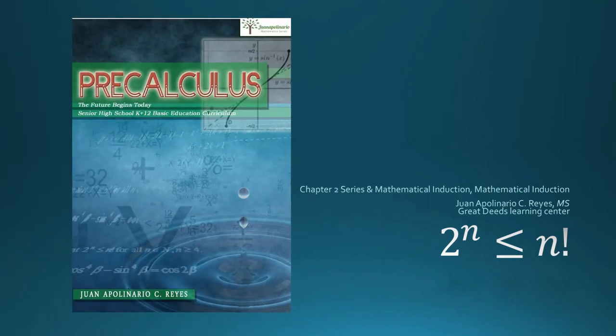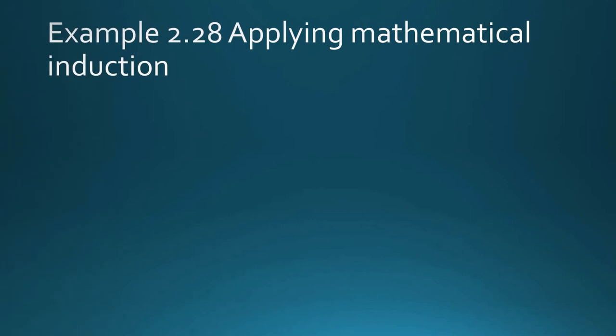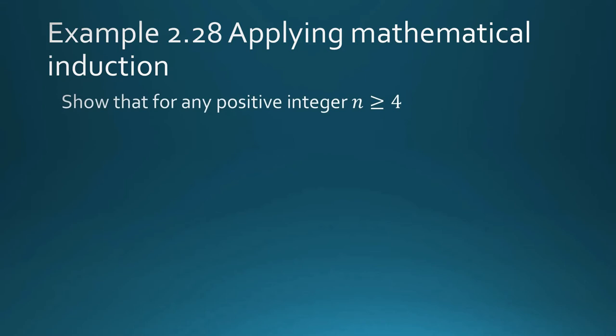We shall demonstrate proof by mathematical induction for the third time. Example 2.28, applying mathematical induction. Show that for any positive integer n that is greater than or equal to 4, 2 raised to n is less than or equal to n factorial. So a theorem need not always begin with n equal to 1. This one is true when n is greater than or equal to 4, or at least that is what the theorem is saying.